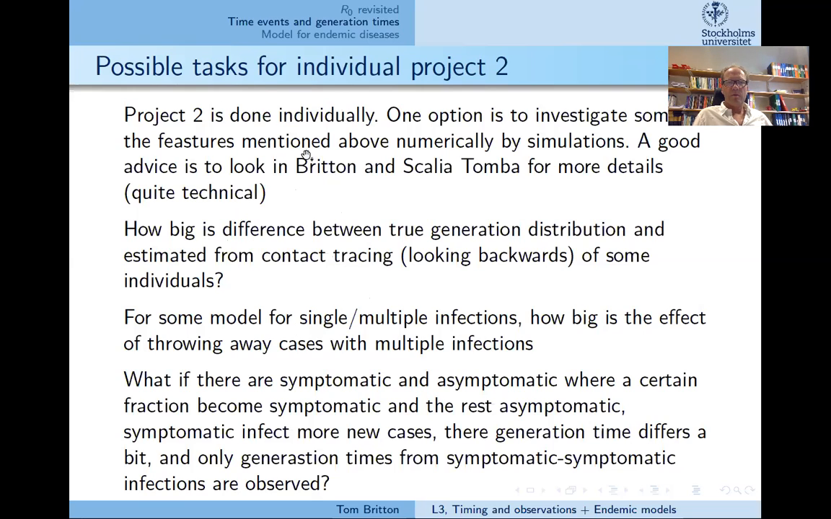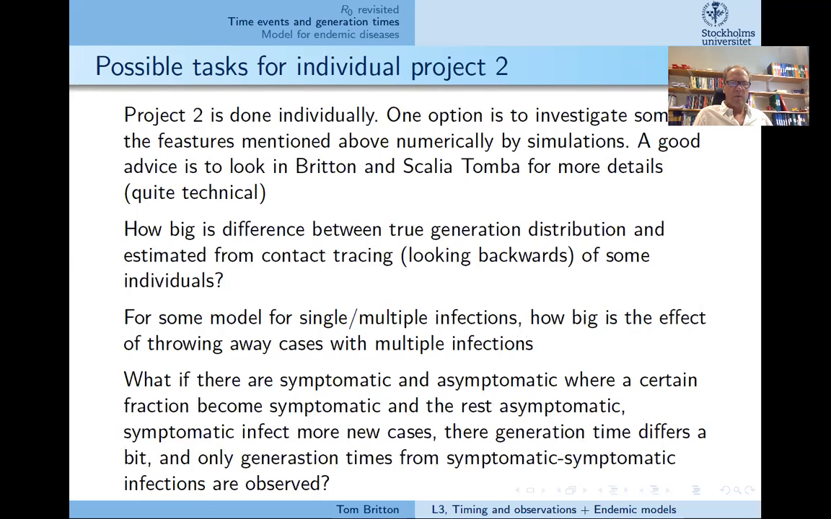So for instance, you can try to find out numerically by means of simulations different things. How big is the difference between the true generation time distribution and one that's estimated from contact tracing if you do some simulations? How would you do if you have multiple exposures, not infections? It should be exposures here. How big is the effect of throwing away cases with multiple exposures and so on? And you could also add some additional thing.